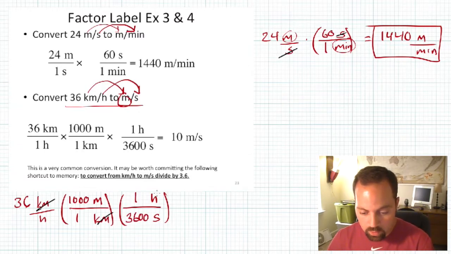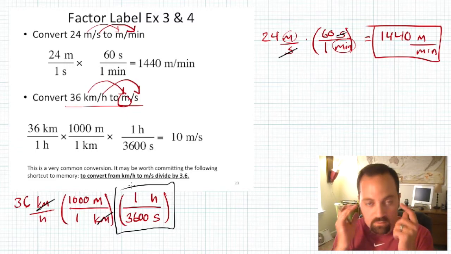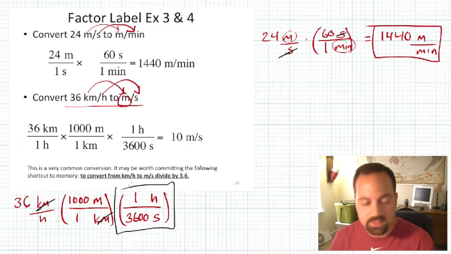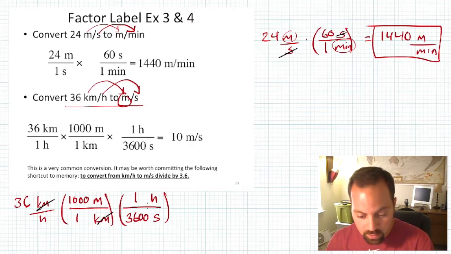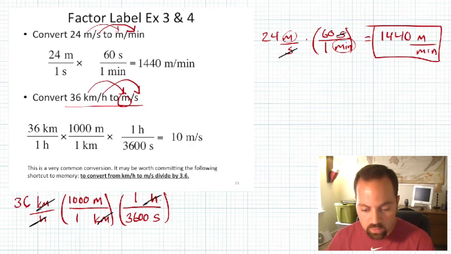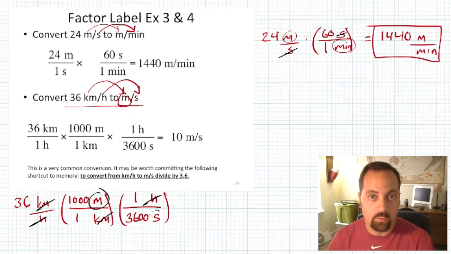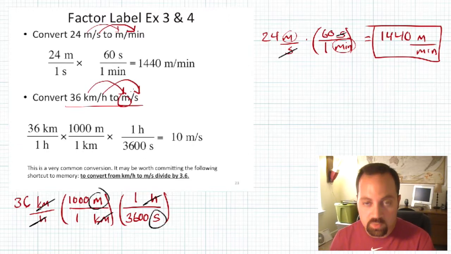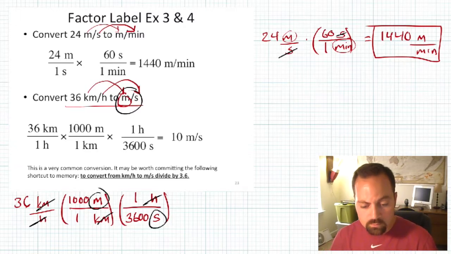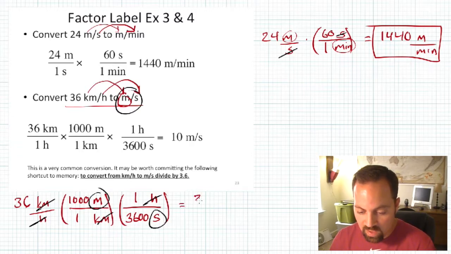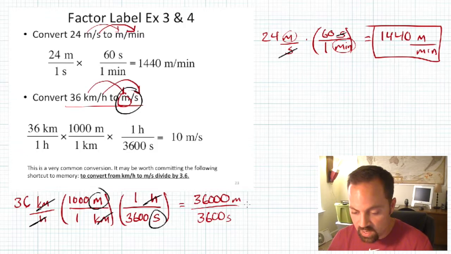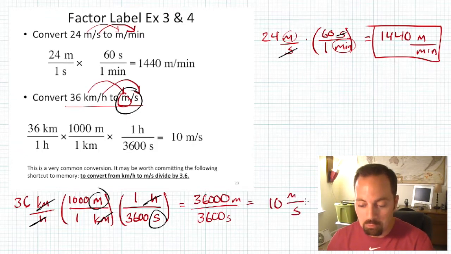This right here, you're going to want to just put that into your bank of conversions that you know, because it'll save you a step in the future, and we're going to be doing it enough. So 3,600 seconds to an hour. Hours goes away. We're now left with meters per second, which is what we stated that we want. It's simply a matter now of multiplying across. So that means we've got 36,000 meters in 3,600 seconds, or it really comes out to be 10 meters per second. Simple as that.